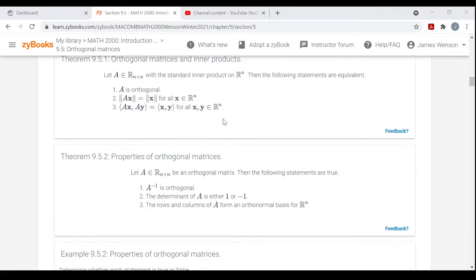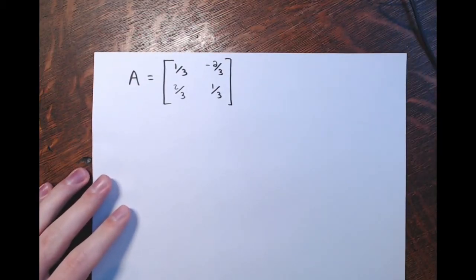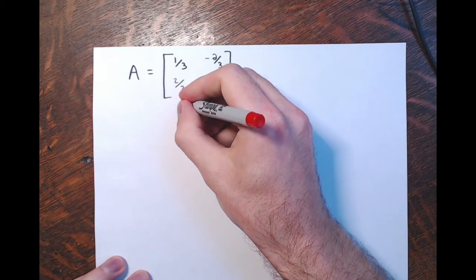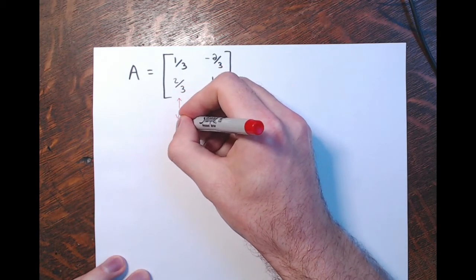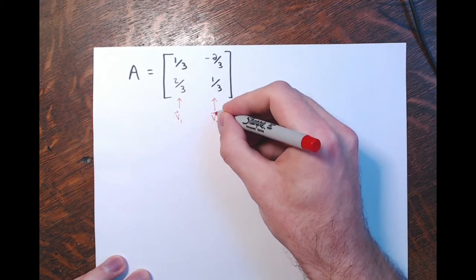So look at this example. They're just saying, determine whether each statement is true or false. I'll write this one out, the first one. So here's the matrix in that first part of the example. I'm going to look at the column vectors of this matrix. I'll call this first column vector v1, and I'll call this second column vector v2.